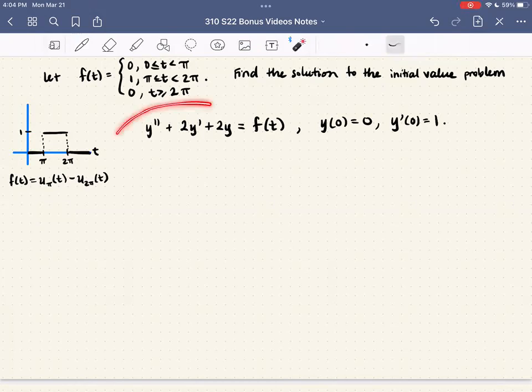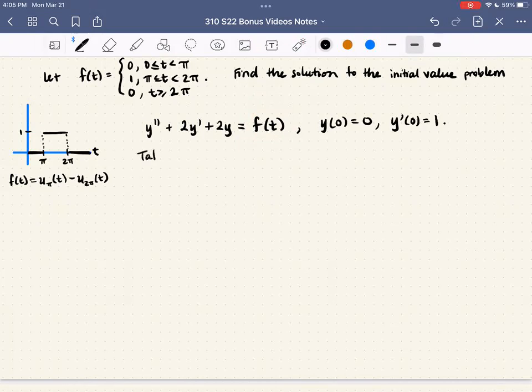Now to solve this initial value problem with our initial conditions here, y of 0 is 0 and y prime of 0 is 1, we're going to take the Laplace transform of this entire equation. Remember that our other techniques for solving these types of problems don't fit the inhomogeneous term here, because this is a discontinuous inhomogeneous term and it doesn't fit the forms that we've had in the past. So that's why we're going to consider the Laplace transform.